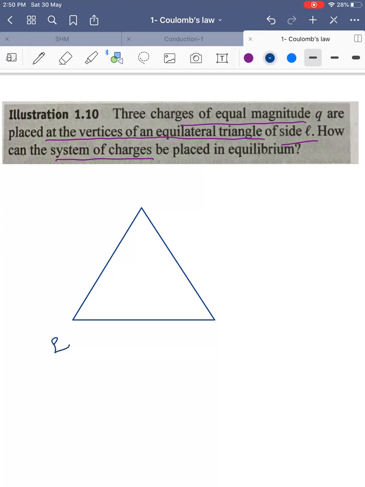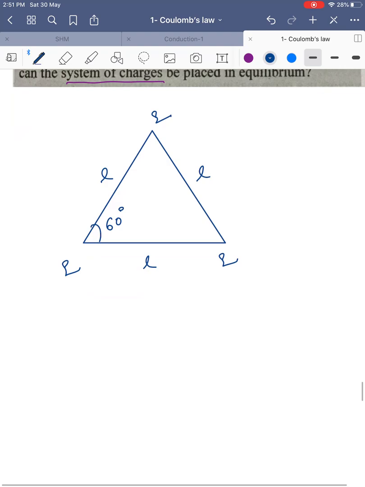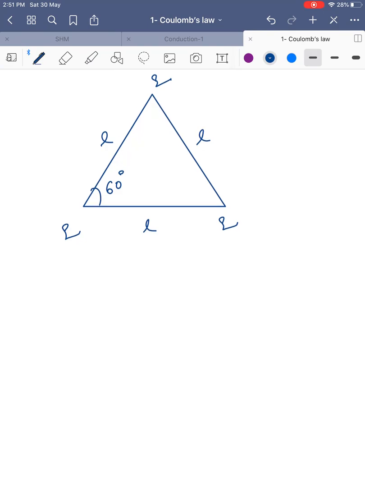So equal charges Q, Q and Q. They are at a distance L. Now listen carefully. This is 60 degrees. The system should be in equilibrium. All are of the same charge. Let's write the free body diagram of one such charge. I am taking this one as the free body diagram, and I am taking it as a block.